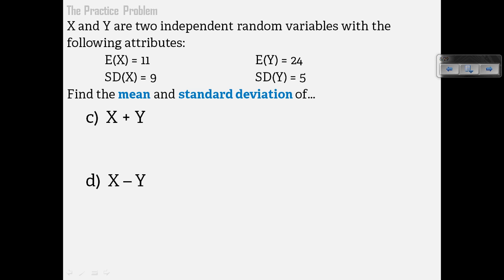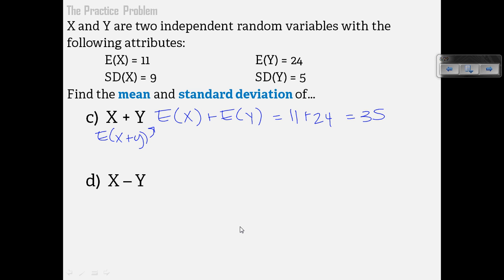Okay, these next two are looking at what happens when we add or subtract two random variables. So for x plus y, the expected value is just going to be E of x plus E of y, which is 11 plus 24, so 35. For the expected value of x plus y, all we do is add E of x and E of y. Expected value pretty much always does what you would expect it to.